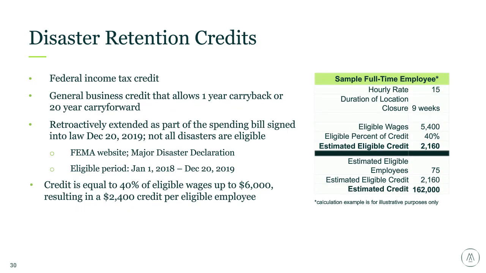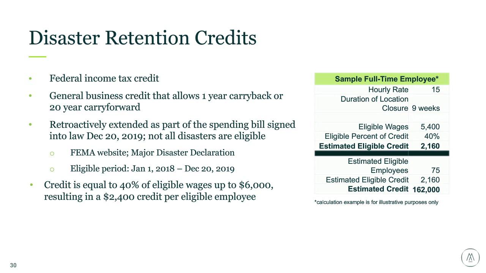So, being a federal income tax credit, it's also a general business credit with a 1-year carryback and 20-year carryforward. The credit is wage-based and provides for a credit up to $2,400, which is basically 40% of the first $6,000 in wages paid to a qualified employee. And eligible wages are those paid from the date of impact to when significant operations have resumed.